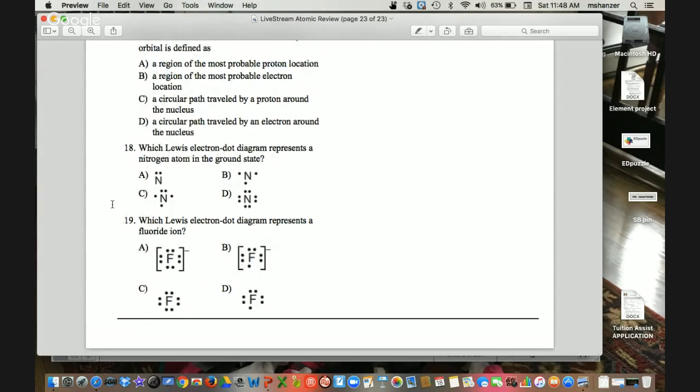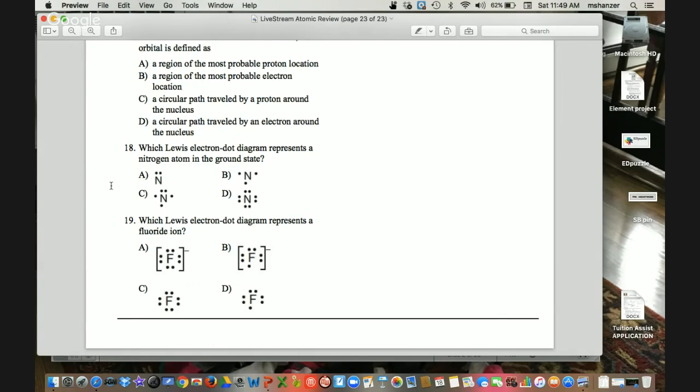18 and 19 are looking at Lewis dot diagrams. So it says which Lewis dot diagram represents a nitrogen atom in the ground state. To do these correctly, whether it's a multiple choice or a free response question, you need to know how many valence electrons a nitrogen atom has. So a nitrogen atom, if we look on the periodic table at its electron configuration, we notice that it has 5 valence electrons. So you simply look for the choice that has 5 electrons in it, or 5 dots. So here we have our 5 dots. Choice C would be a correct answer.